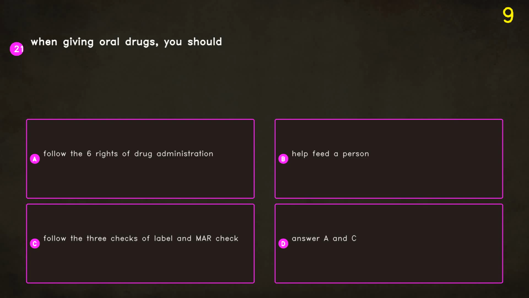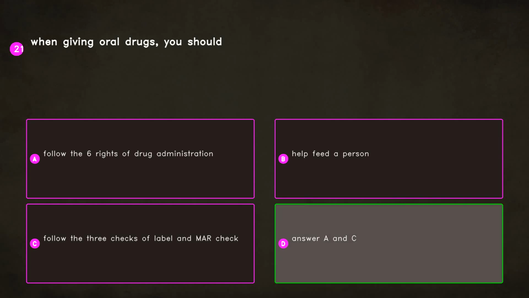Question 21. When giving oral drugs, you should A. Follow the 6 rights of drug administration. B. Help feed a person. C. Follow the 3 checks of label and MAR check. D. Answer A and C. The correct answer is answer A and C.